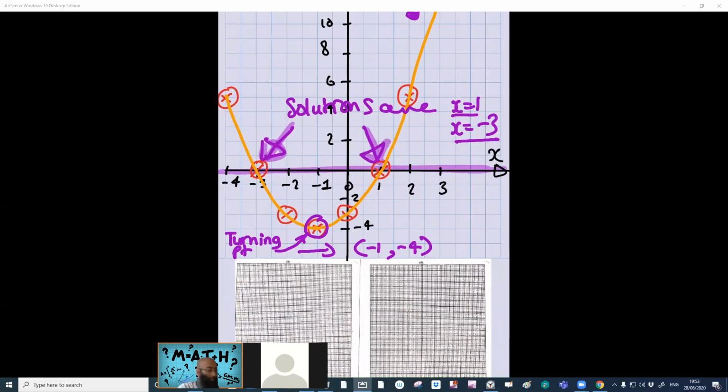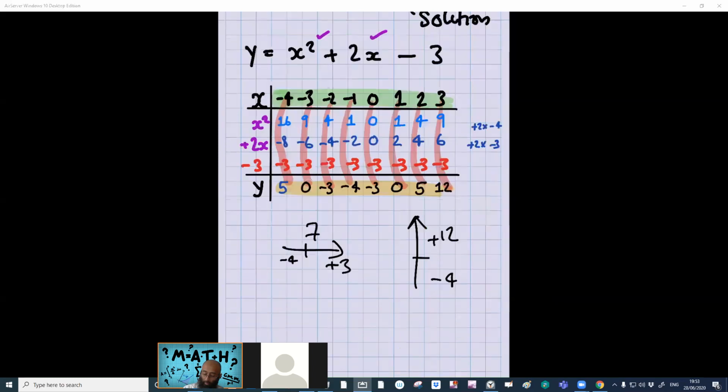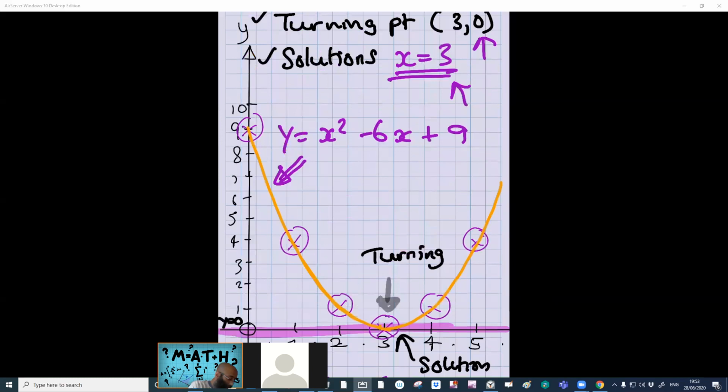Now I'm going to give you some questions to practice, and I think it's also nearly break time, but not yet. Okay, so which question have I just done? I've just done the bottom one here, x squared minus 6x plus 9.